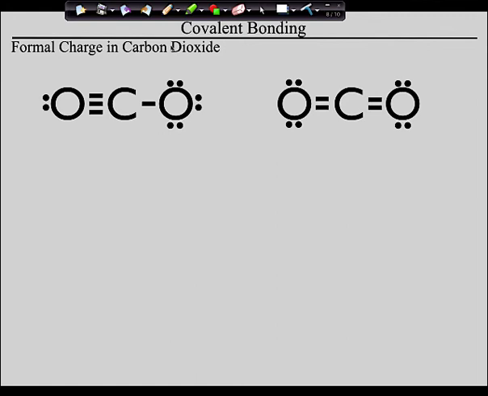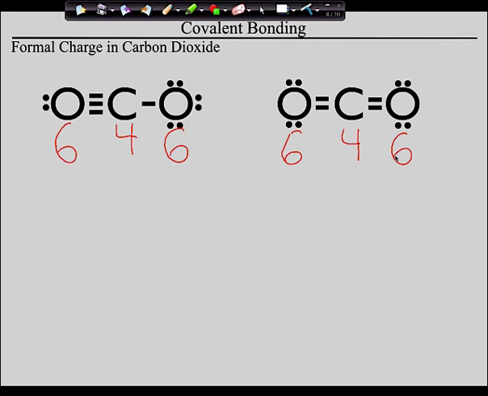So here's how this goes. The first thing that we need to know is the unbonded score. So the unbonded score. Guys, how many valence electrons does oxygen have? 6. How many valence electrons does carbon have? 4. So the unbonded score for oxygen is always 6. The unbonded score for carbon is always 4. Oxygen is 6. Carbon is 4. Oxygen is 6.